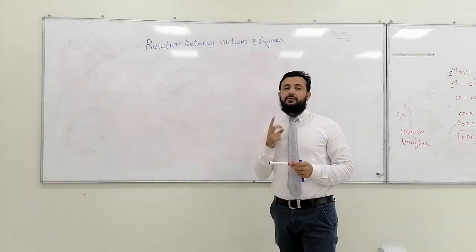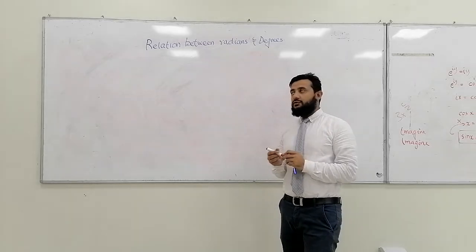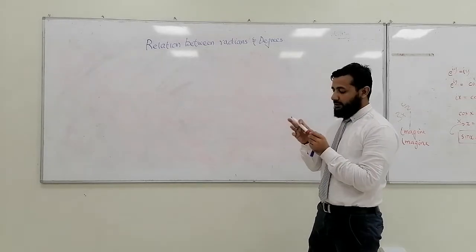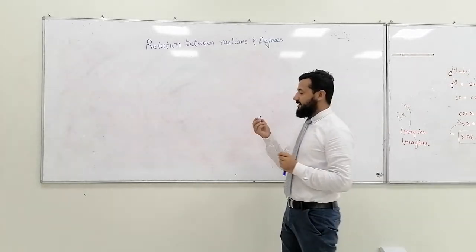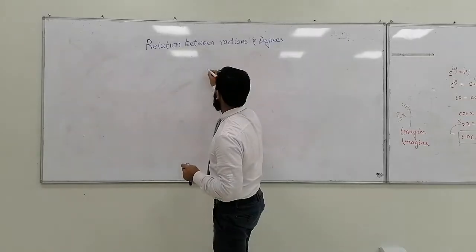So basically there are two units that are used to measure angles. The first one is degree and the second one is radian.